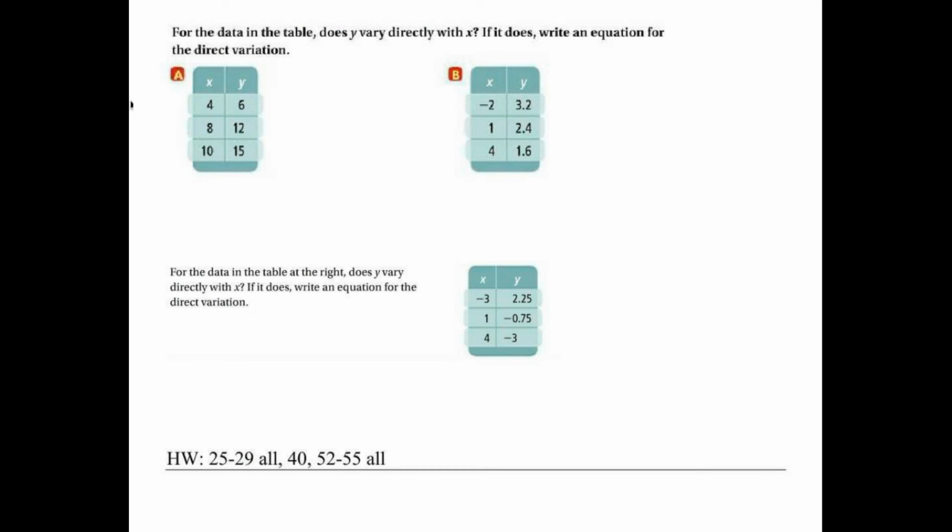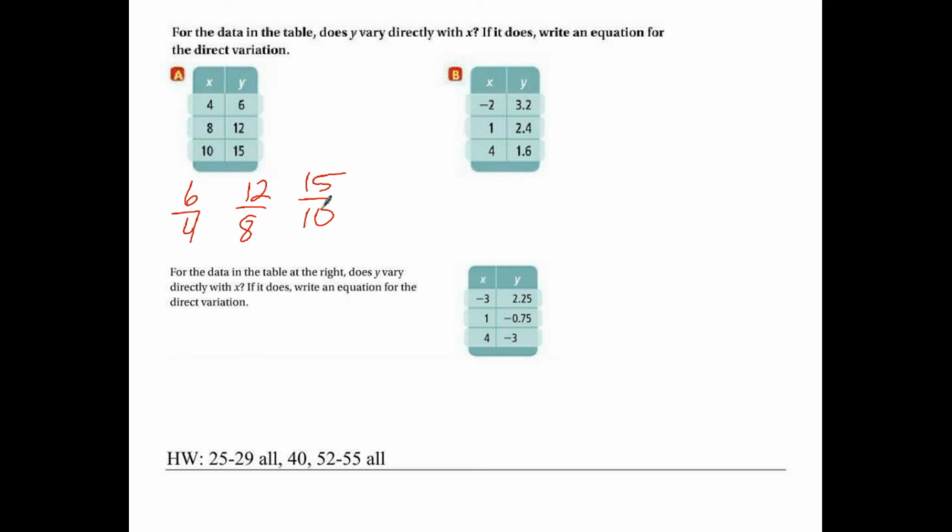All right, one more thing here and then we're done with the section. From the data in the table, does y vary directly with x? And if it does, write an equation for the direct variation. This is actually easier than it sounds. To check if something is direct variation from data in a table, you compare the ratio of y to x in every single ordered pair. So 6 over 4, 12 over 8, and 15 over 10.